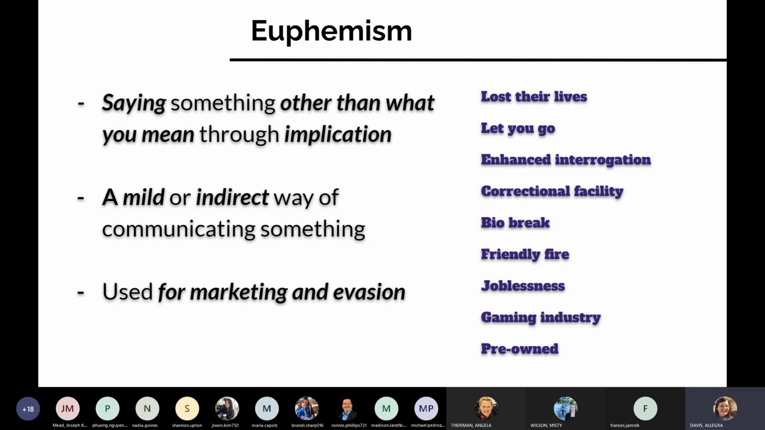But also, be aware of how these terms are used by people in positions of power. So when we say that a certain number of military members lost their lives, that is a polite way of saying they were killed, right? And so they're trying to soften what happened. Enhanced interrogation is a nicer, more polite way of saying painfully interrogated. Some might even use the word torture, right? Correctional facility is a jail. Friendly fire means something a lot more vicious than the words friendly fire.